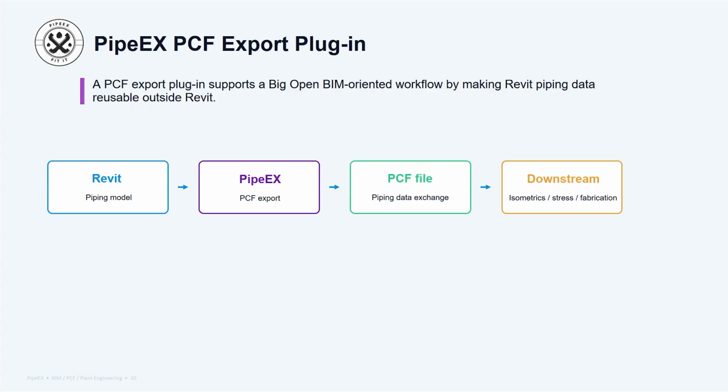The piping model should not be trapped inside just one tool. The data should be reusable for coordination, isometrics, fabrication, stress analysis, and project documentation. So, we can say that a PCF export plugin for Revit supports a Big Open BIM-oriented workflow in industrial piping by enabling cross-software data exchange through a specialized piping format.